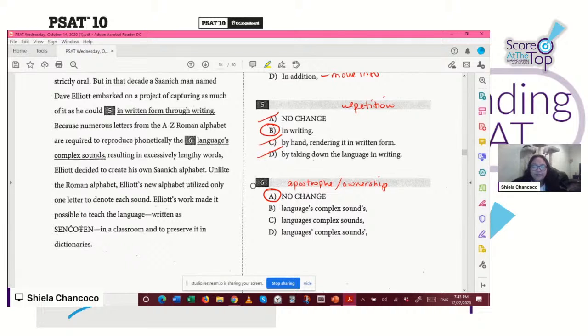Number 6, language complex sounds. Okay, so this one is all about apostrophe and ownership.